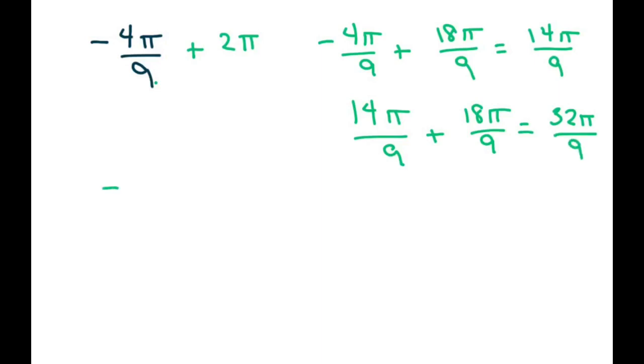And then subtracting 2 pi, which is minus 18 pi over 9, that gives us negative 22 pi over 9.